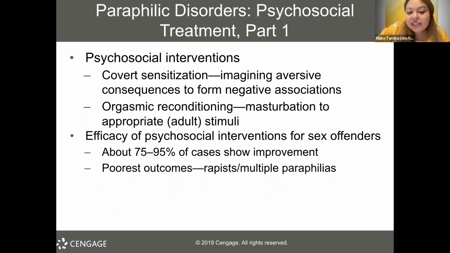There's a lot of mixed evidence when it comes to how effective these treatments can be, specifically for sex offenders, though. And if you look at outpatient offenders, psychosocial treatment can be helpful for a lot of individuals, like estimates ranging from 75 to 95%. But if you look specifically at men who rape, they have the lowest success rate with this type of psychosocial treatment.